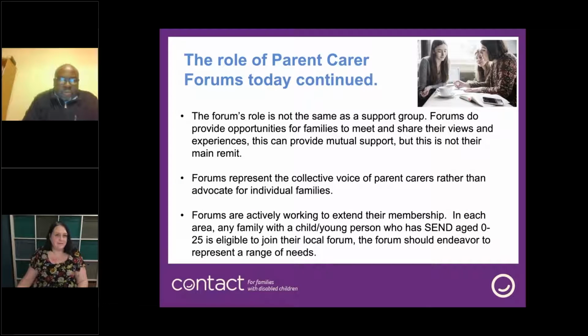They're not support groups. Even though we provide opportunities where families meet and share views, the idea is to make sure that we get the voices of all families, and our aim is to improve services. Forums represent the collective views, which we have talked about, from the individual, and we gather them as a forum and become a collective view, and those views are put forward to the local authorities.